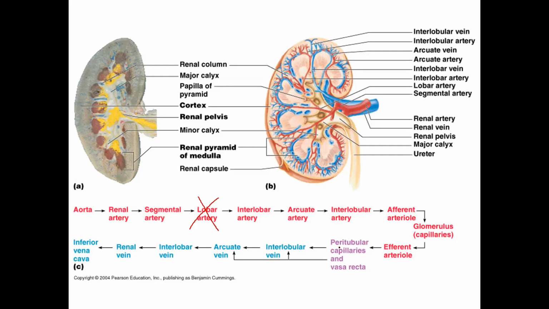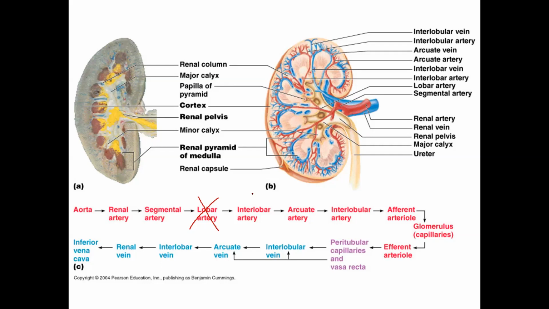And from these capillaries, blood is going to connect to the interlobular vein, or the cortical radiate vein, the same thing. And then go to the arcuate vein. So that's the arcuate vein right here. The cortical radiate veins, these blue ones over here in the cortex, and the arcuate vein.